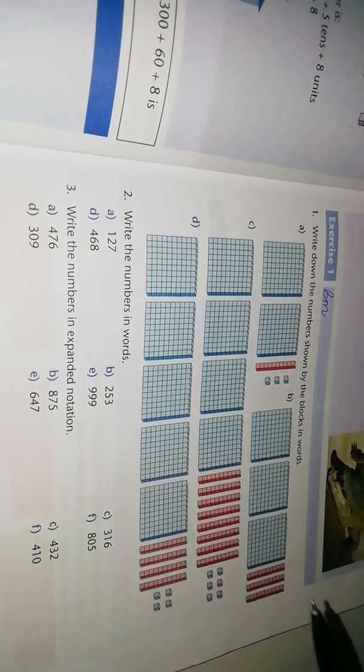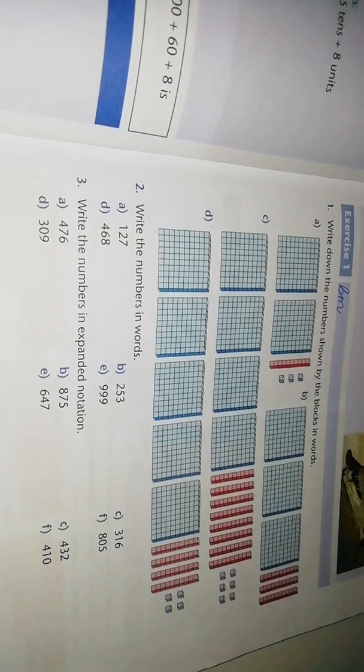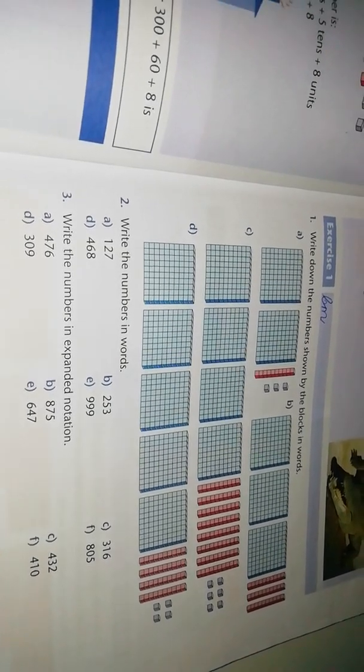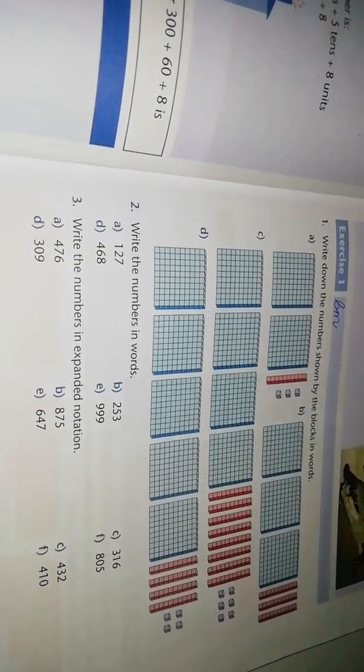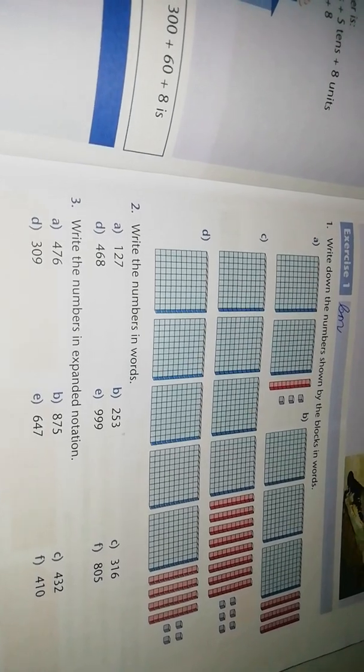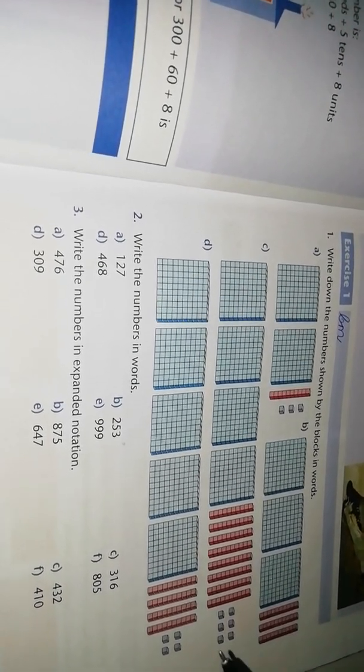Right, then we come down to exercise 1. I would like for you all to complete exercise 1 from your textbook. Those of you who don't have a textbook, you can just pause the video and take a quick screenshot of this so that you now have access to these examples and you can do it.